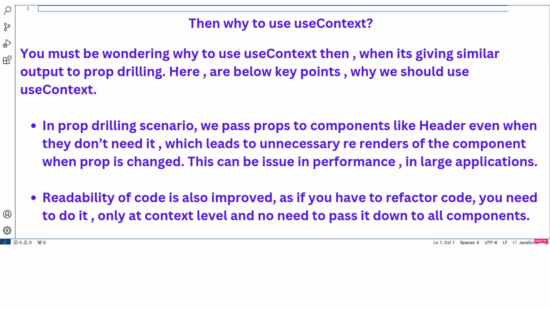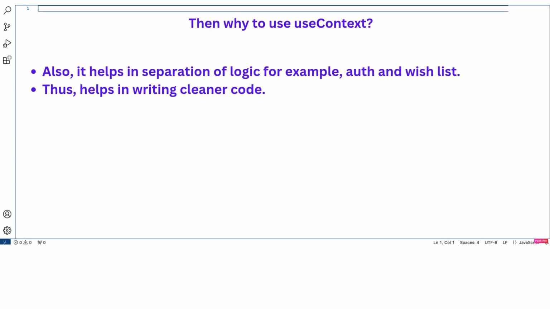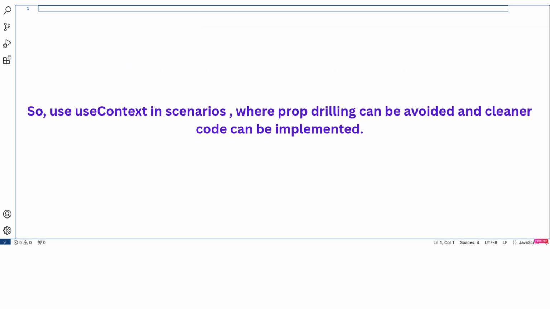Readability of code is also improved, as if you have to refactor code, you need to do it only at context level and no need to pass it down to all components. Also, it helps in separation of logic, for example, auth and wish list. Thus, helps in writing cleaner code. So, use useContext in scenarios where prop drilling can be avoided and cleaner code can be implemented.